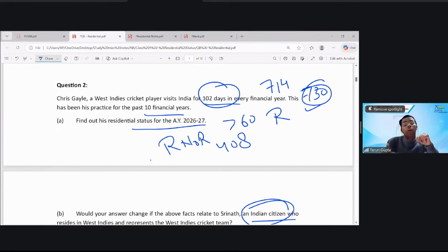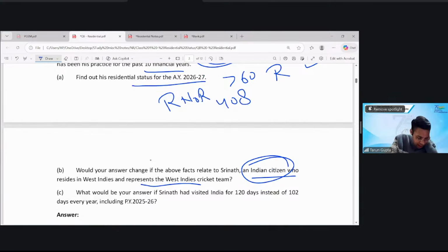But now you have to also see whether his Indian income is more than 15 lakh or up to 15 lakh. But this fact is not relevant because even if his Indian income is more than 15 lakh, he has to stay in India at least 120 days, even after the amendment. But he's in India for only 102 days. So irrespective of his Indian income, whether it's 15 lakh or more, he will qualify as NR.